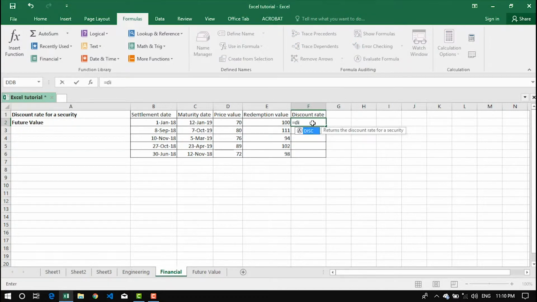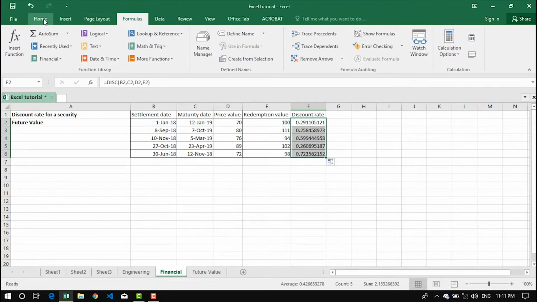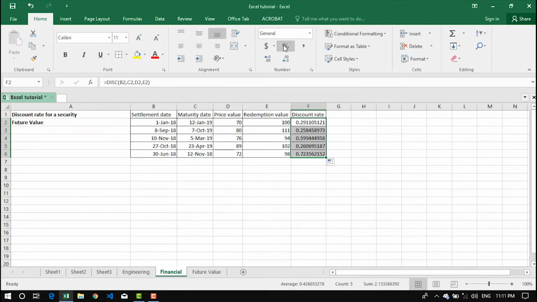equals DISC, open parenthesis, which is going to return the discount rate for a security. Discount rate of settlement date, maturity date, price value, and the redemption value. Then close parenthesis, and this would be your discount rate. And you can convert it into a percentage. These are the discount rate percentages.